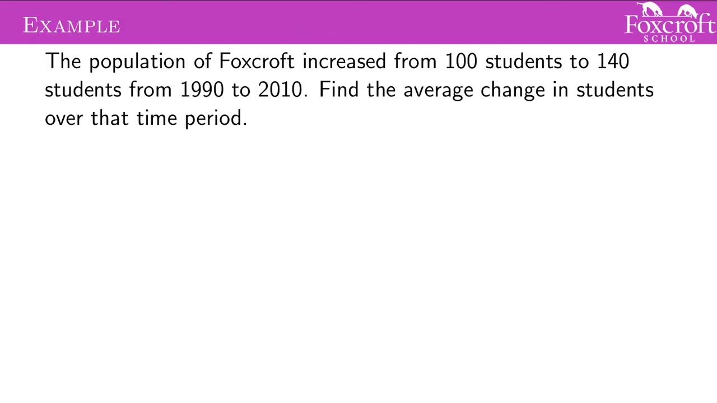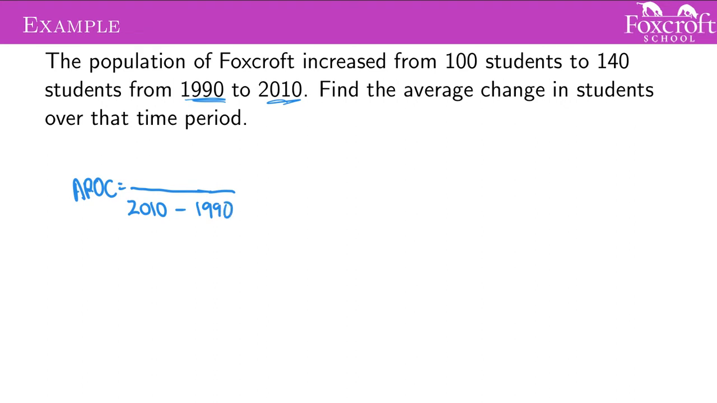All right, so here's our first example. The population of Foxcroft increased from 100 students to 140 students from 1990 to 2010. Find the average change in students over that time period. Again, as a reference, anything related to time, like years, is going to be our input. So in our average rate of change formula, it's going to have the input on the bottom. We're going to put our second time period first, minus our first time period. That's like the x2 minus x1 in the slope formula.